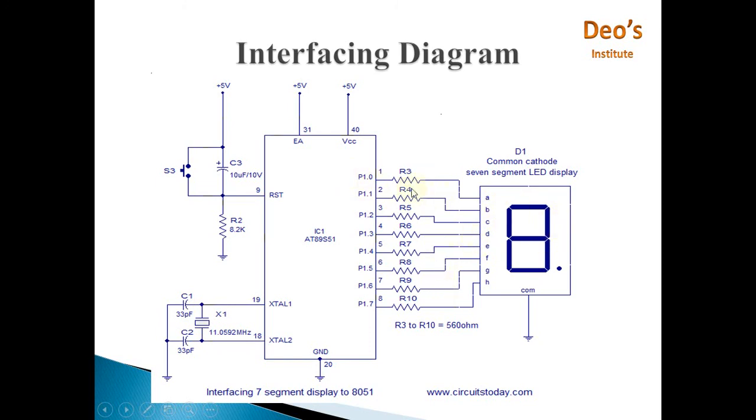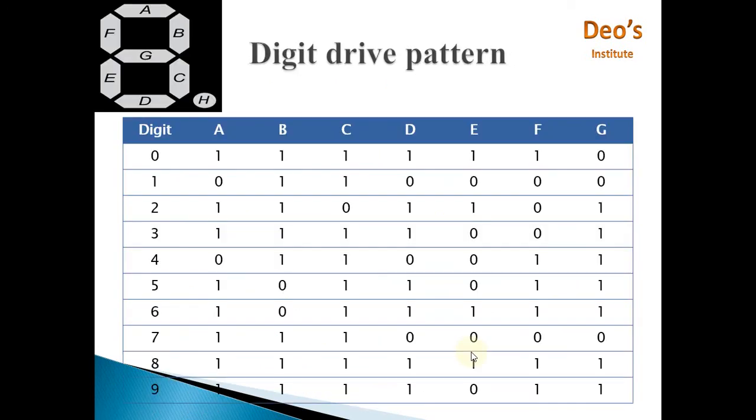One more thing is that the output from the port is connected to the input of the LED through resistors. So here the inputs are connected through resistors. Okay, now we will see how the digits will be displayed and what the corresponding inputs will be.